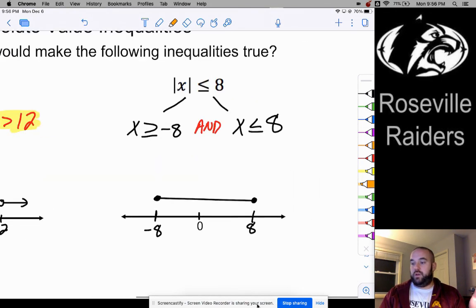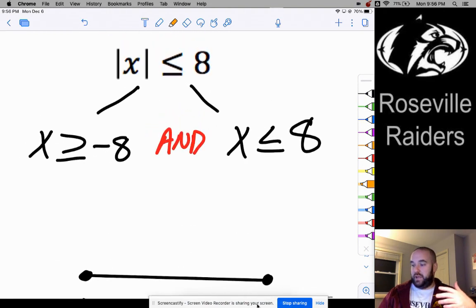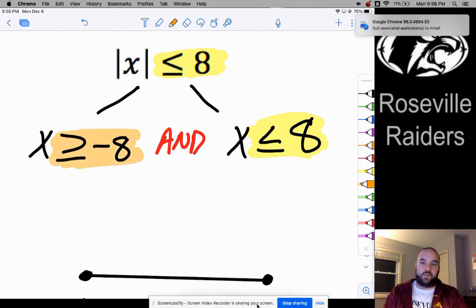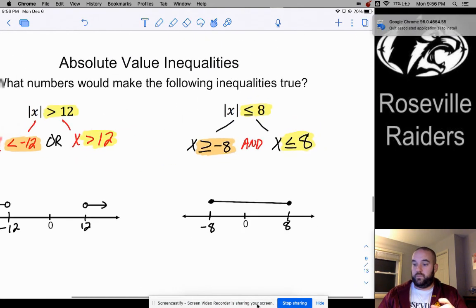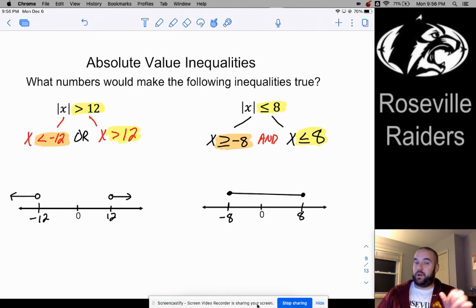Okay. Over here, the absolute value of x was less than or equal to 8. So when I split this up, one of them matches exactly, and the other one, I flip the 8 to a negative, and because I do that, I have to switch the less than or equal to greater than or equal to. So it's kind of a lot going on there.